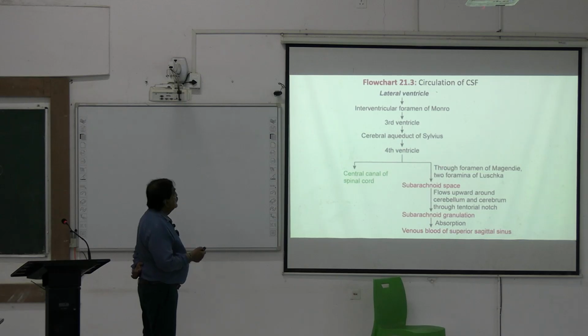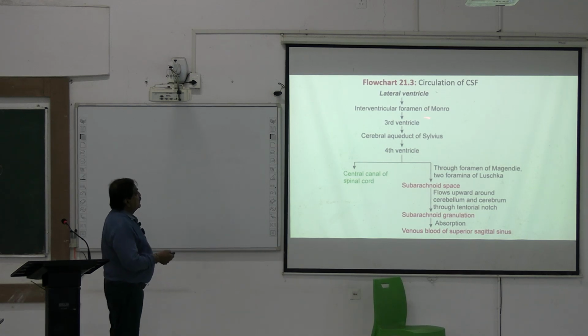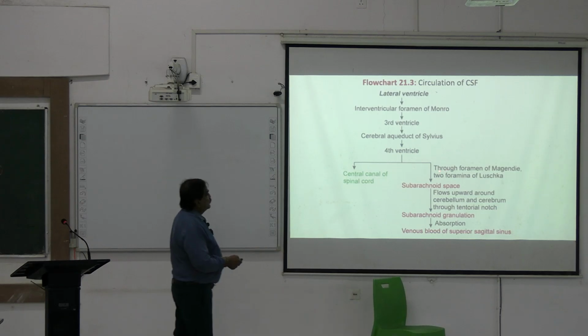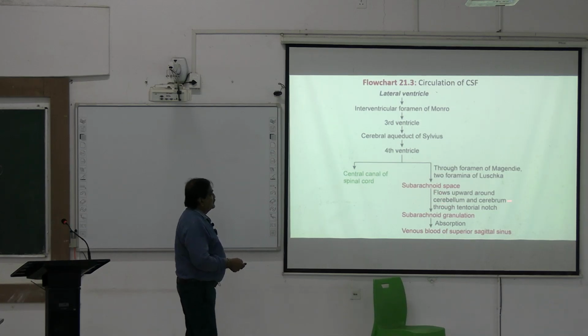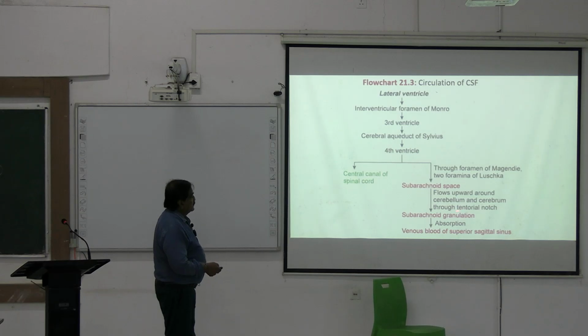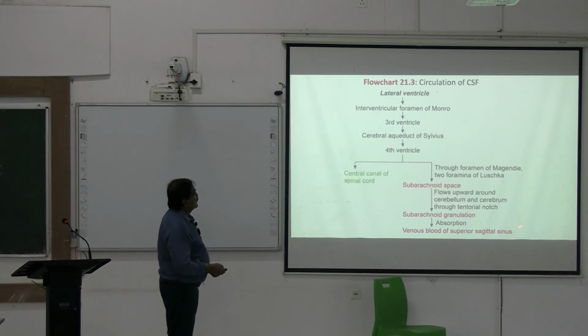Now, circulation of CSF: lateral ventricle, through the interventricular foramen of Monro to the third ventricle, cerebral aqueduct of Sylvius to the fourth ventricle, then the central canal of spinal cord, and a portion goes to the cerebrum through the foramen of Magendie and two foramina of Luschka into the subarachnoid space, flows upward around cerebellum and cerebrum through the tentorial notch. Subarachnoid granulation, absorption, venous blood of superior sagittal sinus.